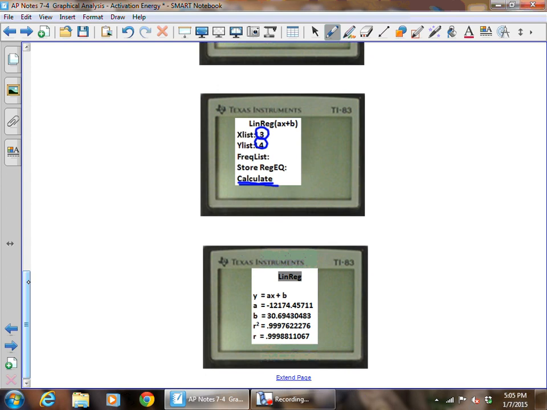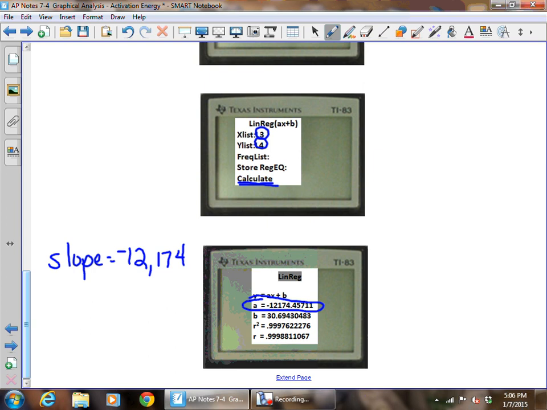We don't care about how good of a straight line it is. We're not worried about anything on activation energy except this one value, the value for slope. We need to know that the slope is negative 12,174. Just round it there. That's the value that we need to have in order to solve this problem.